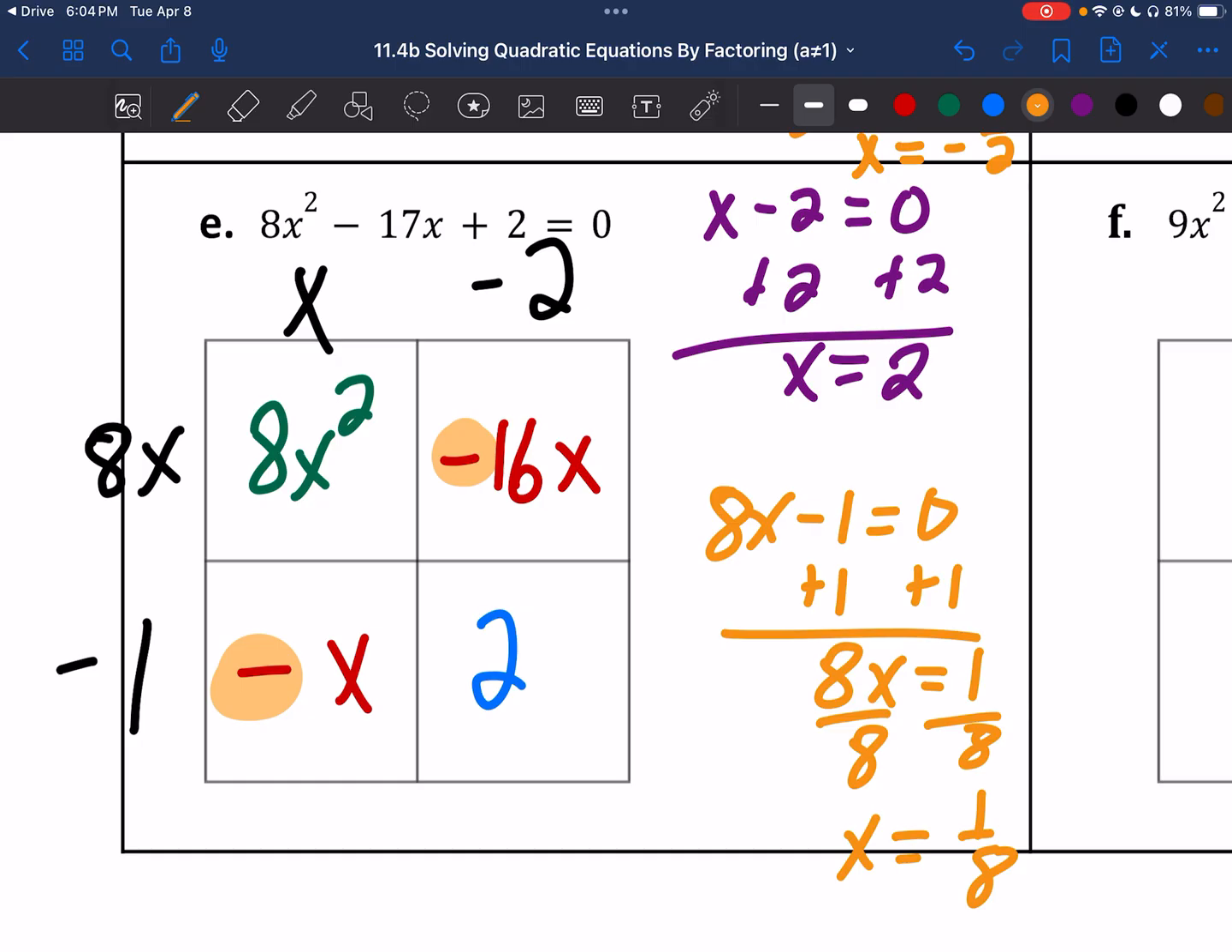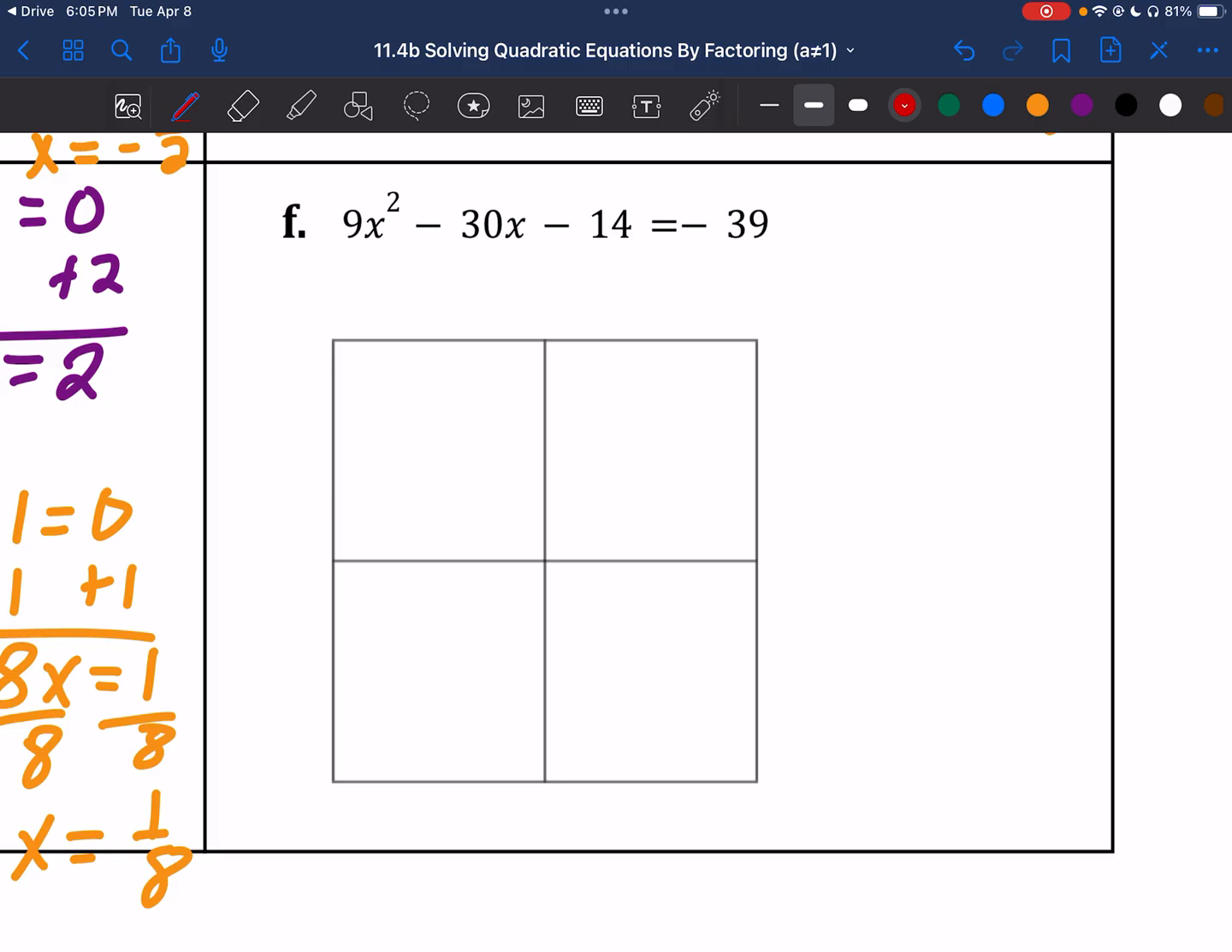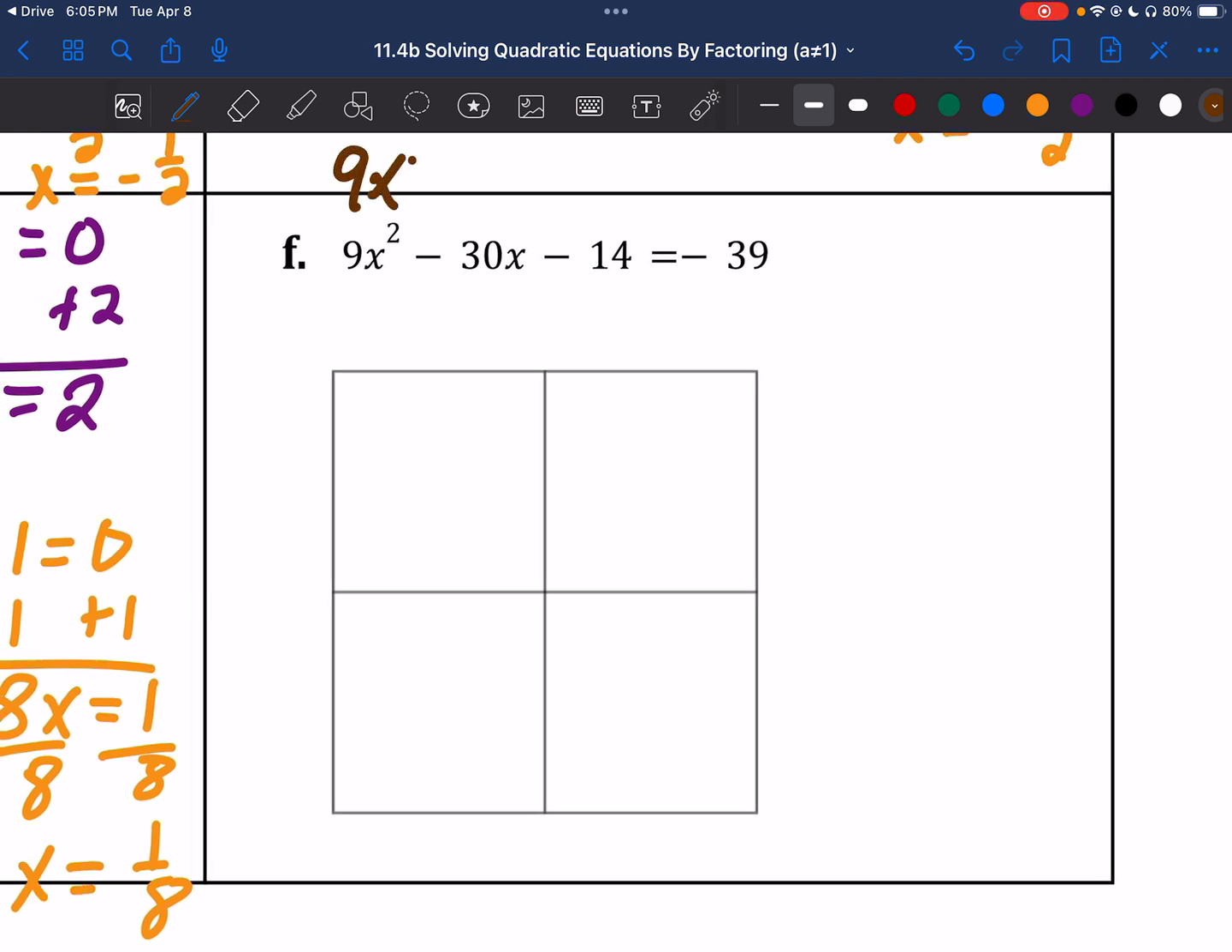All right. Letter F. Let's go ahead and figure this one out. 9x squared minus 30x minus 14 equals negative 39. Well, we know we need to be equal to 0, so we are going to add 39 to both sides. 9x squared minus 30x, right? We're adding 39 to both sides. So 39 plus 14 is going to give me 25. So 9x squared minus 30x plus 25 is equal to 0.